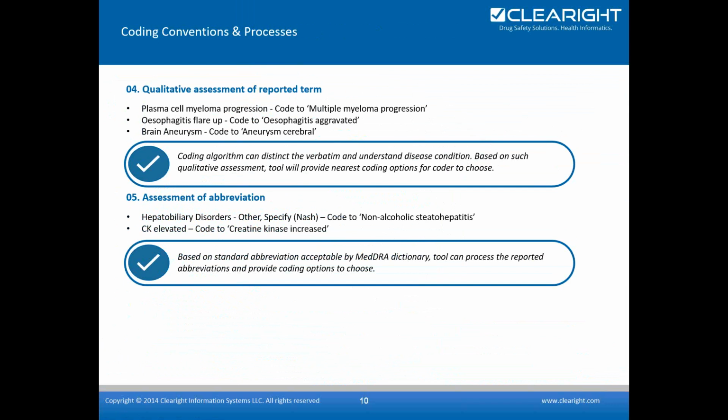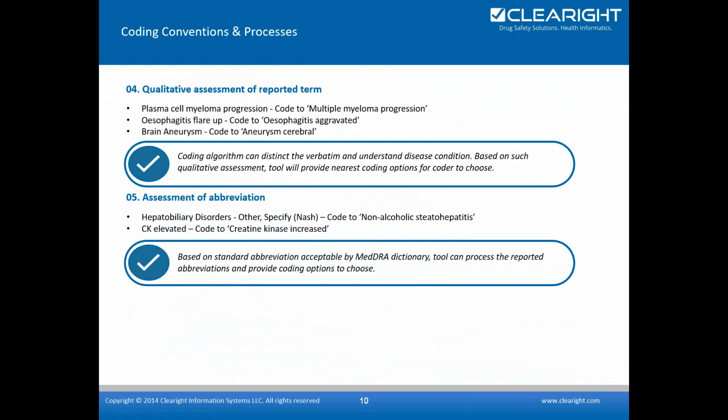In the qualitative assessment, the first term is plasma cell myeloma progression. We have the nearest match code, that is multiple myeloma progression. Here the logic is the LLT multiple myeloma linked to the PT plasma cell myeloma. Here we can capture all the necessary information by selecting an appropriate LLT, that is multiple myeloma progression, because here progression as well as the main event is going to be captured.